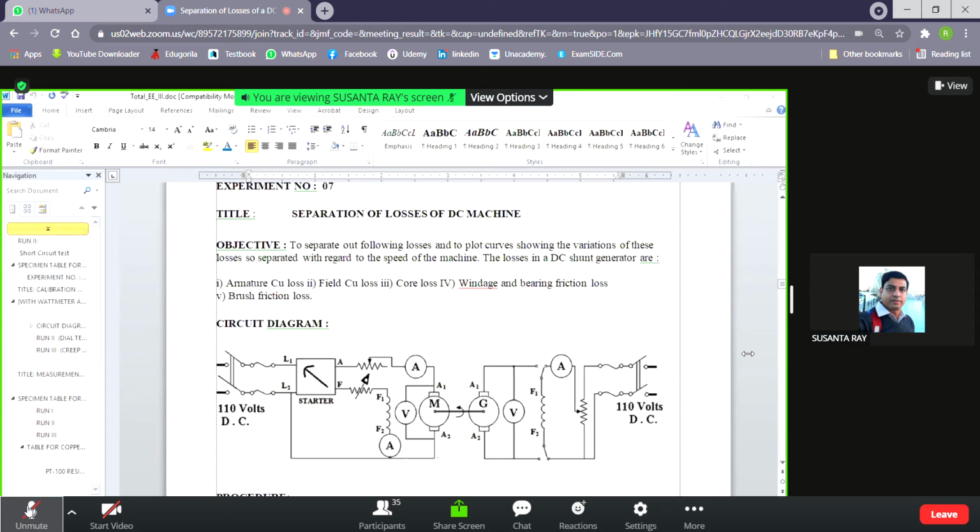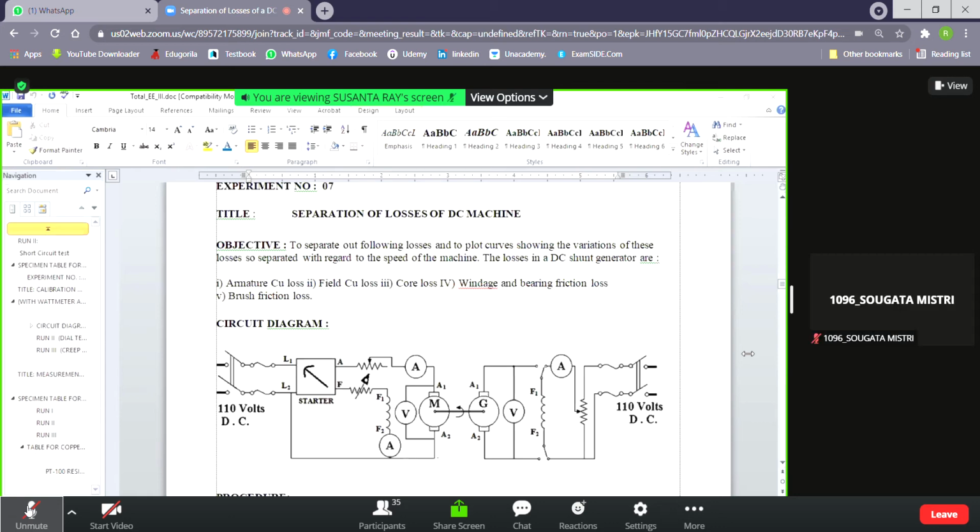There are different types of bearings like bush bearing, ball bearing, journal bearing, etc. And windage, as he mentioned, is basically the air friction loss. So if we can make the rotor shape more uniform, then we can reduce the windage losses. But we'll see what things this windage and bearing friction loss depend on.